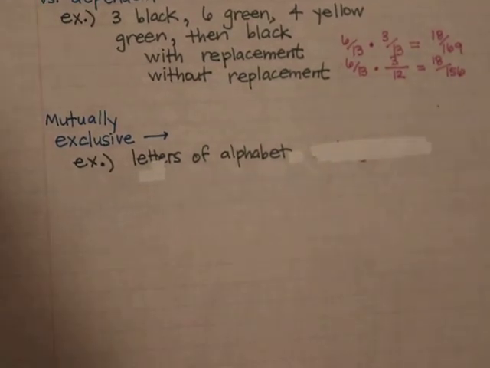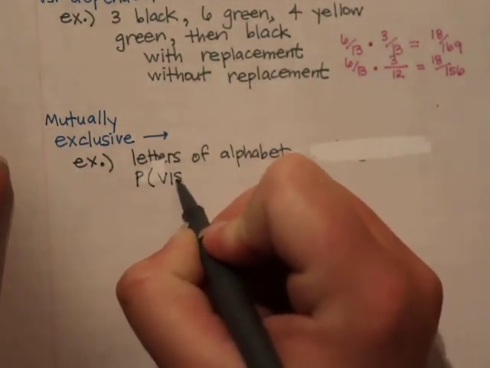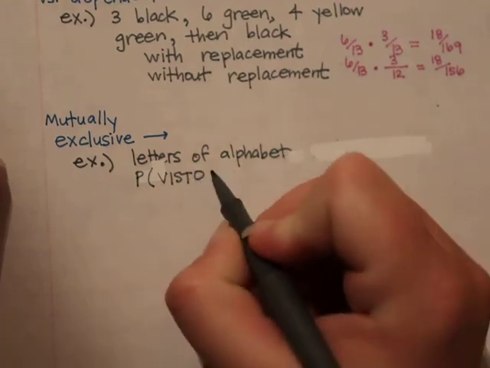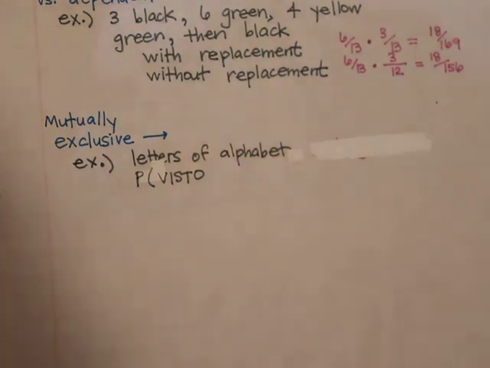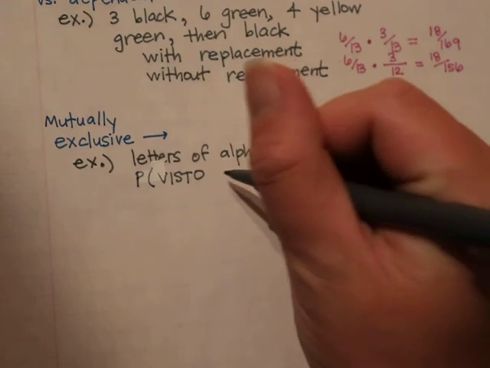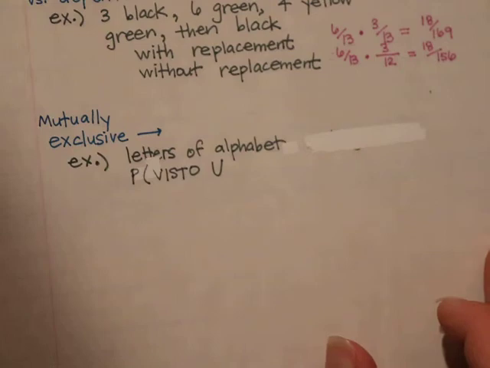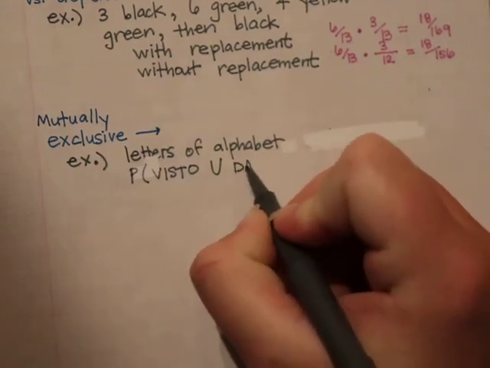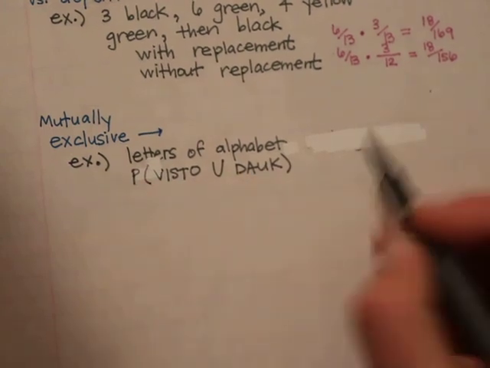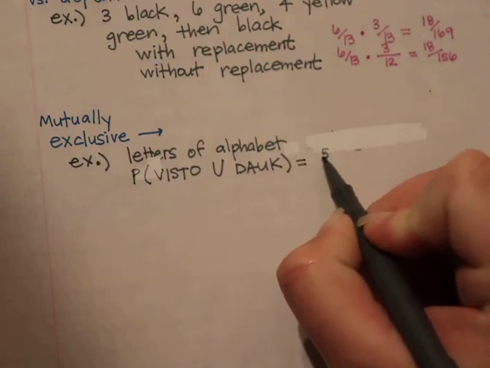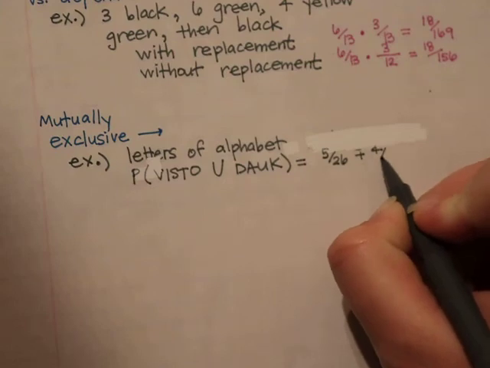Okay? And I want to know the probability of pulling a letter from Visto or a letter from, let's just use Dauk. Now there's no overlap between these 2 choices. So the probability of getting a letter from Visto is 5 out of 26. And the probability of getting a letter from Dauk is 4 out of 26.